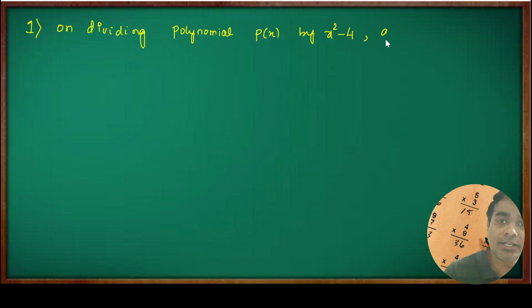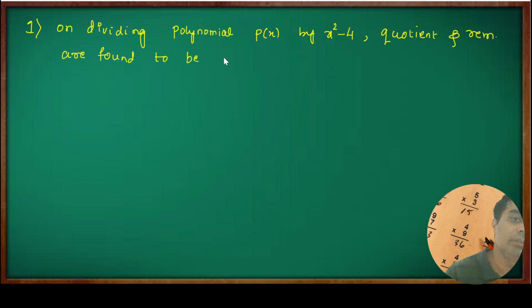Quotient and remainder are found to be x and 3 respectively. Okay, so they are asking you to write what is the polynomial. So you need to find out what is this polynomial.